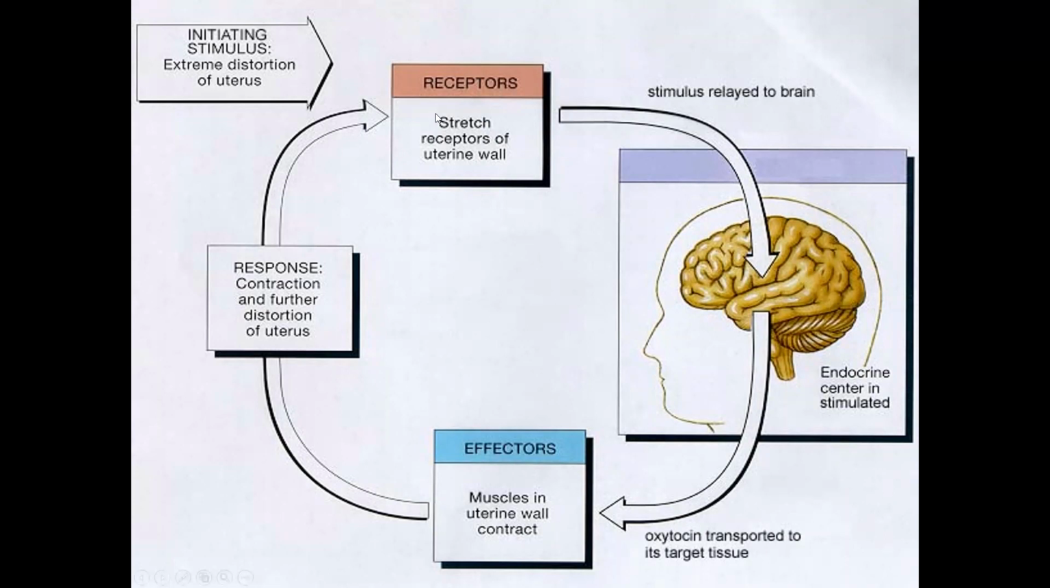This woman is ready to deliver. So there are going to be receptors here that receive the signal for the stretching, widening, or opening of this uterine wall. The stimulus is relayed to the brain. The brain is now stimulated. Oxytocin is transported to the target tissues, which cause these effectors to jump in to increase these contractions, to make this uterine wall contract more.